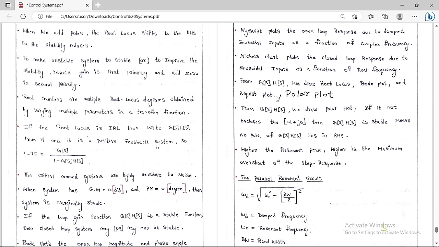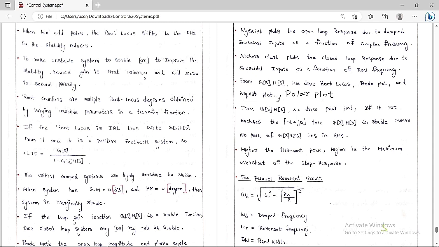So this point you always have to keep in mind. Finally, from the open loop transfer function only, we are drawing the root locus, the Bode plot, the Nyquist plot, as well as the polar plot. The next point is, from the open loop transfer function G(s)H(s), we are drawing the polar plot. And if it is not going to enclose the point minus 1 plus j0, then the open loop transfer function G(s)H(s) is said to be stable.